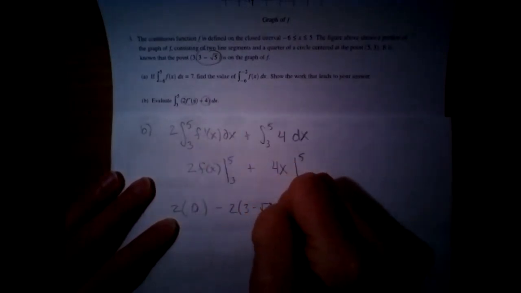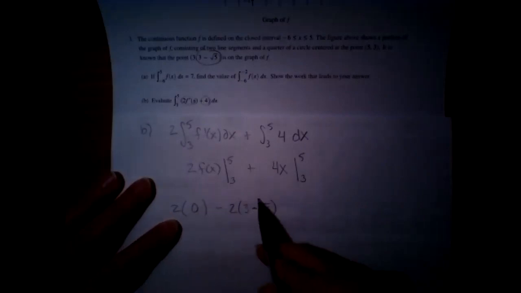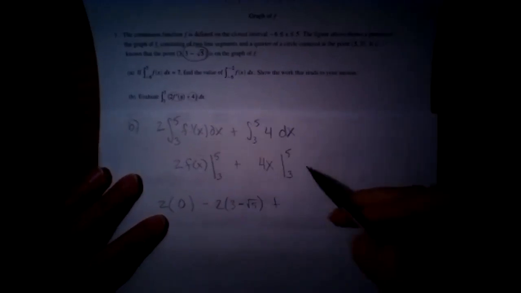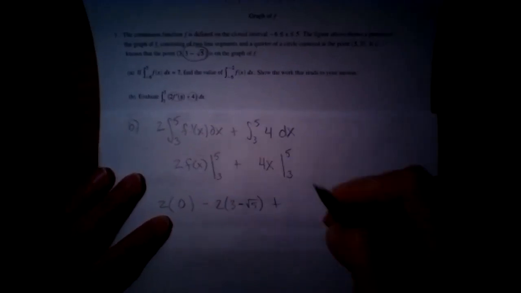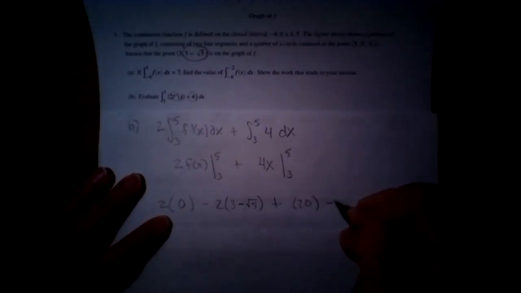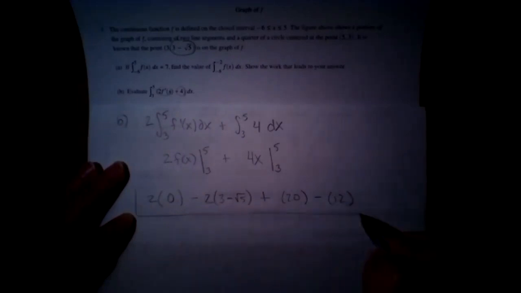So when you read the problem, you're like, what on earth is this random piece of information doing here? Well, that's where it came up. It says 2f of 5, which was 0, minus 2f of 3, which was this nonsense. Plus, we're going to do the same thing here, upper boundary minus lower boundary. So 4 times 5 is 20, minus 4 times 3 is 12. And you can just stop and leave that all in.